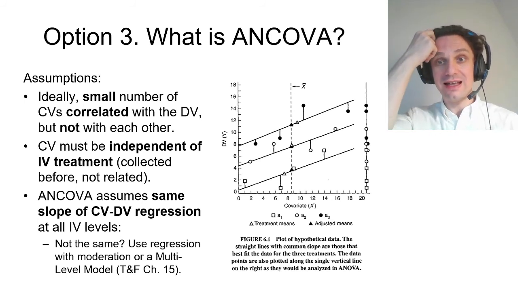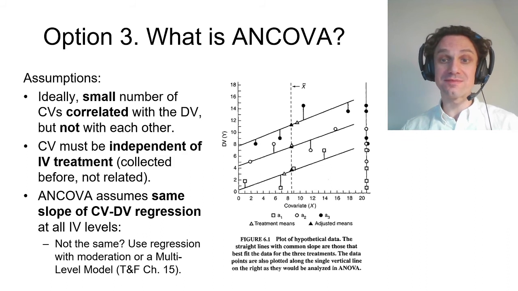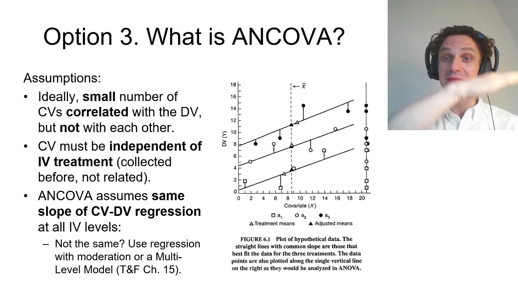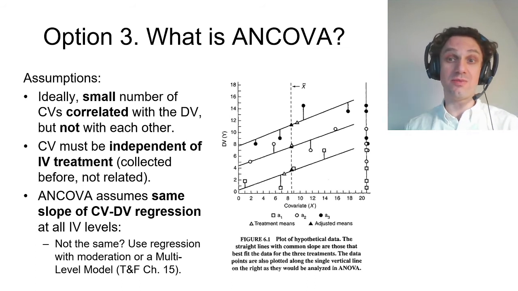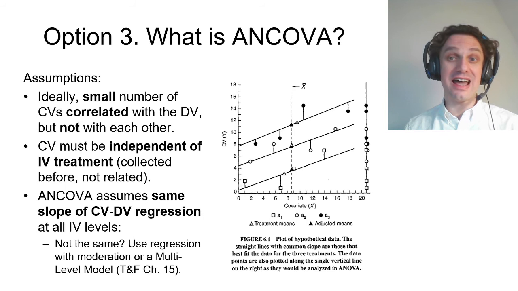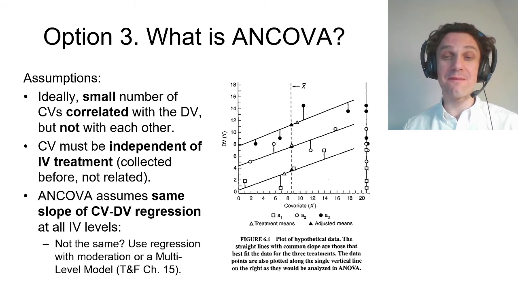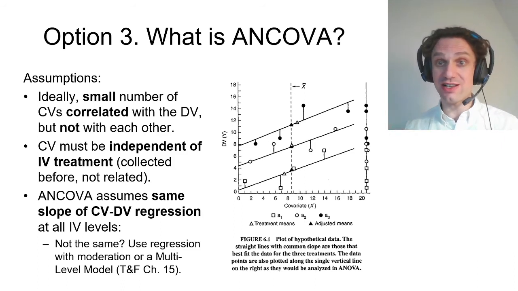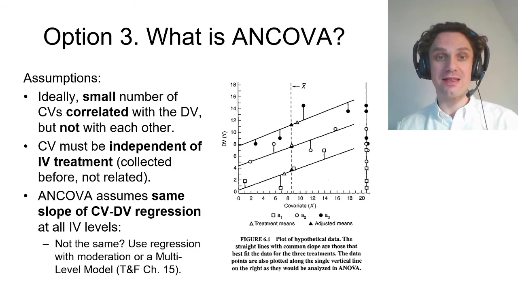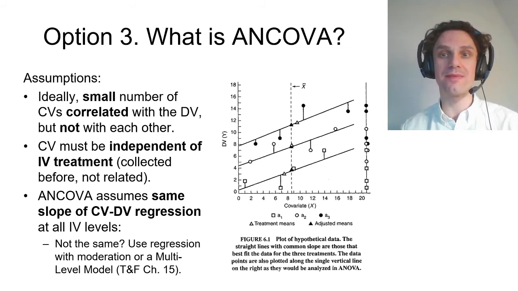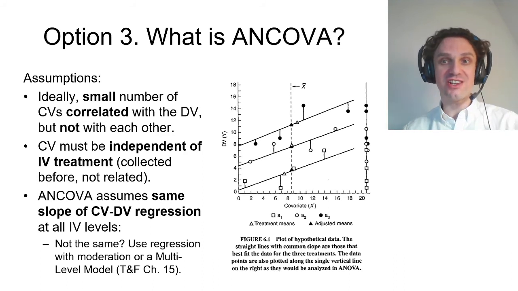And another assumption of ANCOVA is that the slope of association of the covariate with your dependent variable is the same across all groups. Again, in ANCOVA, you don't have the flexibility, and this increases your statistical power. In regression, you can potentially model different slopes by including interactions, just as we did last time. But if you don't include interactions in regression, it will be exactly the same as ANCOVA, because they are both essentially general linear model.